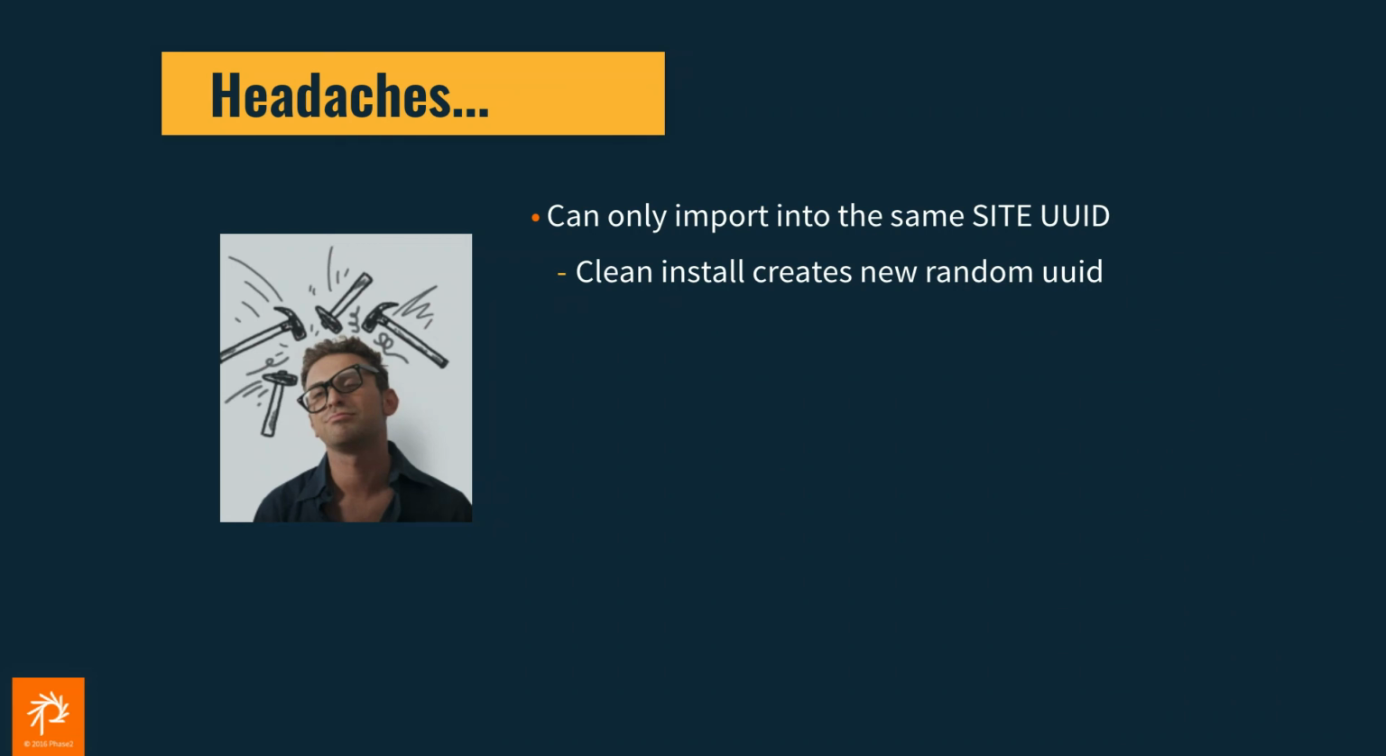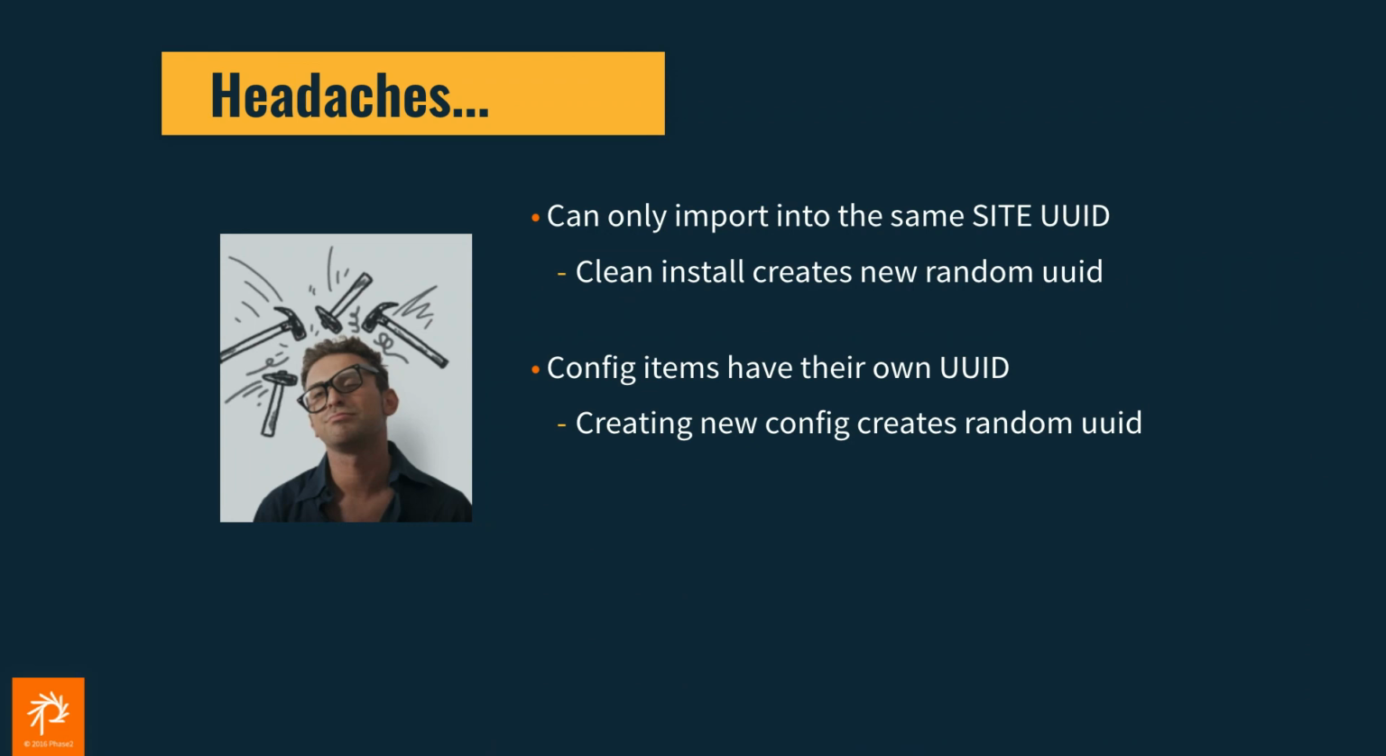But it gets even more complicated than that because each individual config item, every field, every content type, every piece of config has their own unique identifier. And that is created randomly when you initially create the config. So if you create a new content type and add a field to it, that new field gets a unique identifier.